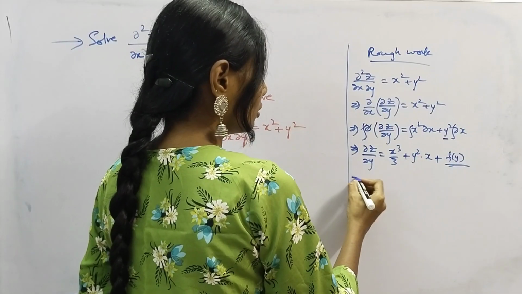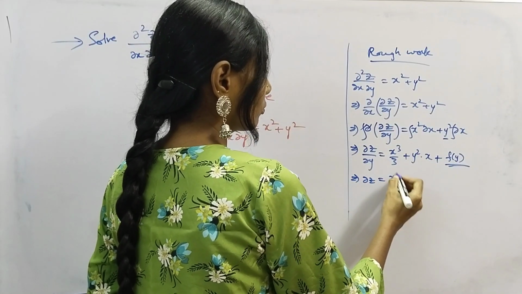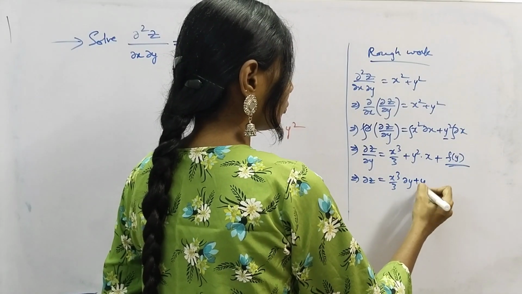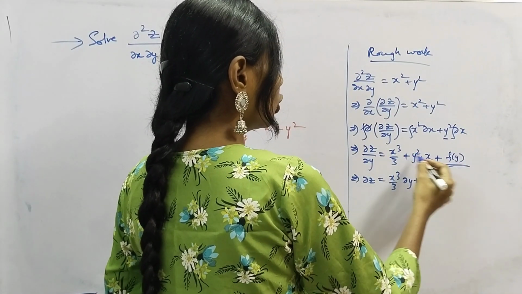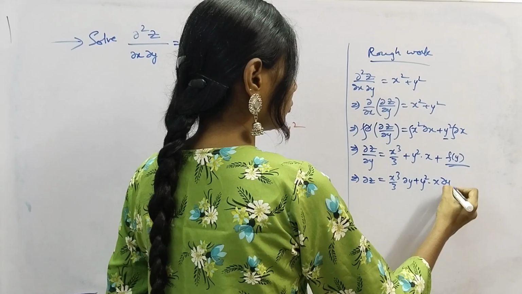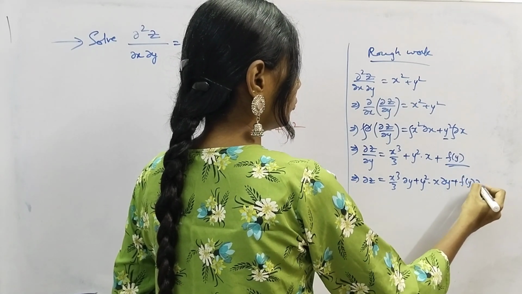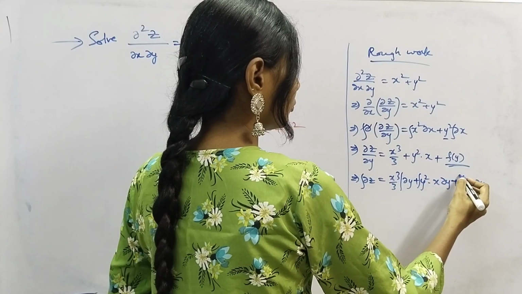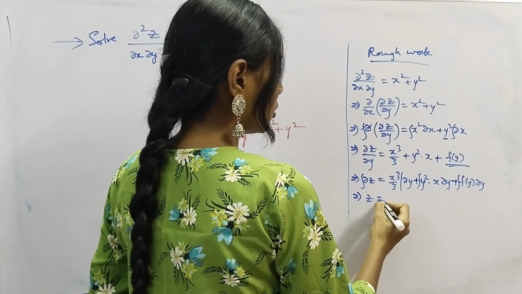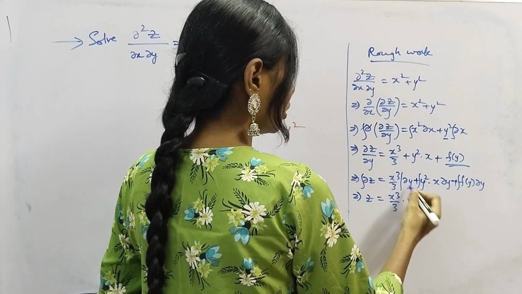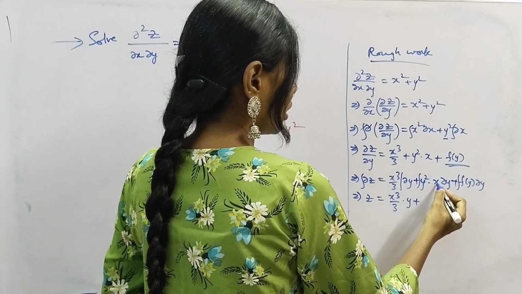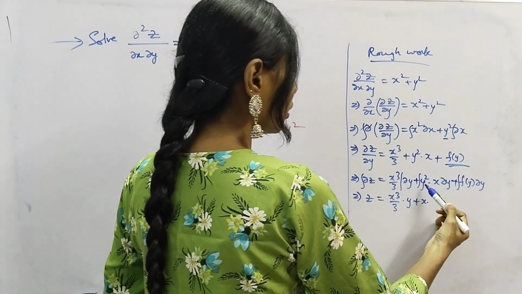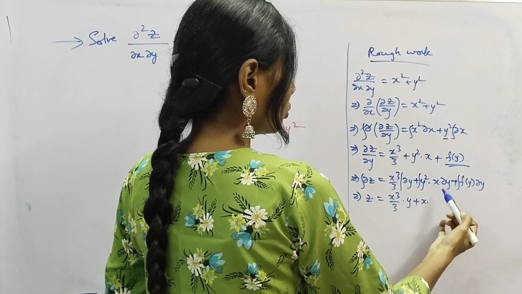Again, you write the same thing: just take this ∂y to the RHS. You distribute ∂y to these three terms. Now integrate it. We'll get z = x³/3 times the integral of ∂y, plus x is treated as constant since we are integrating with respect to y. So you'll get y² ∂y, right?